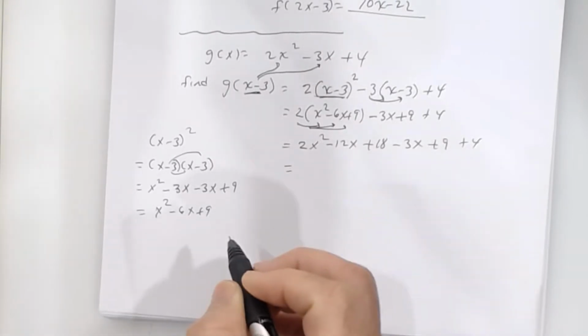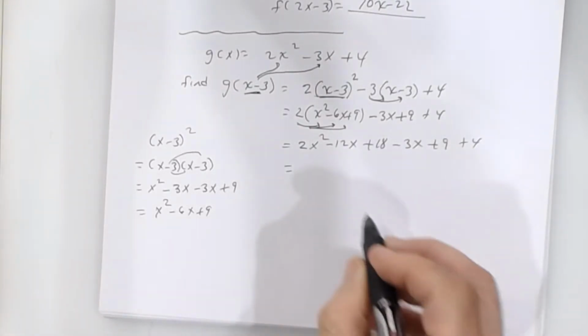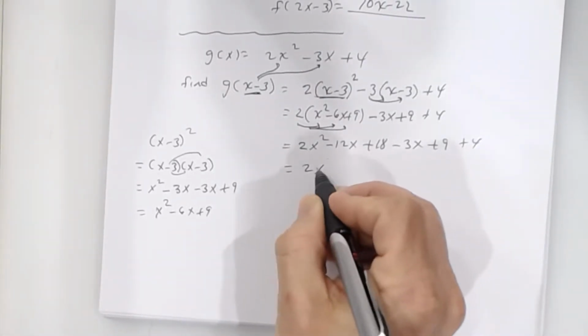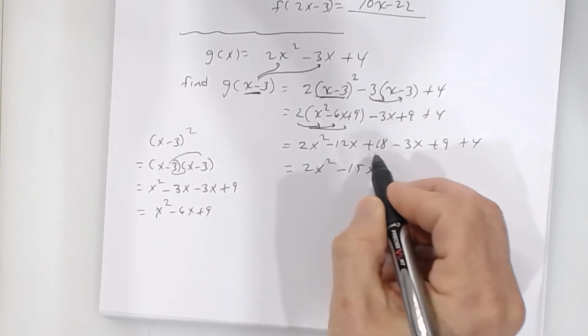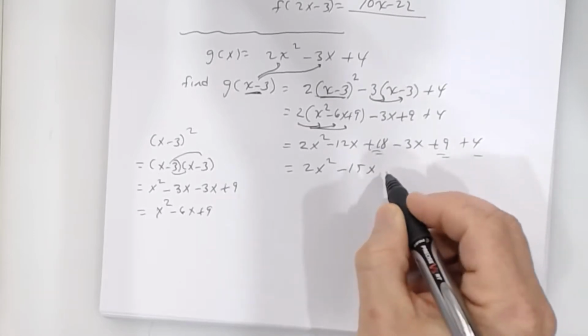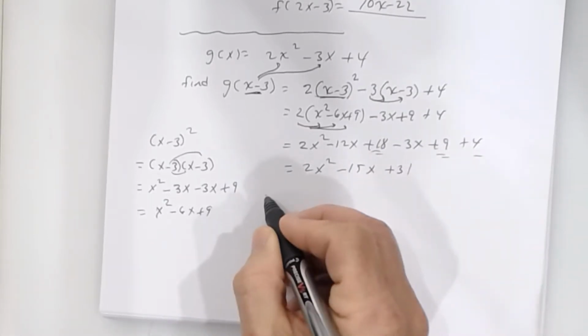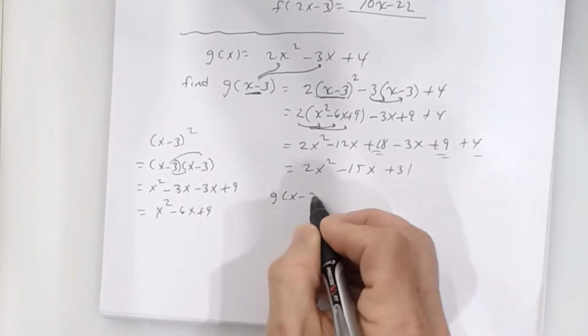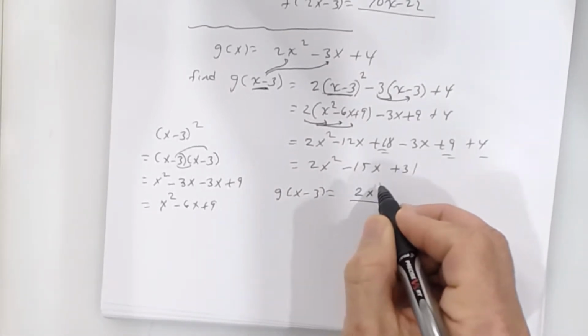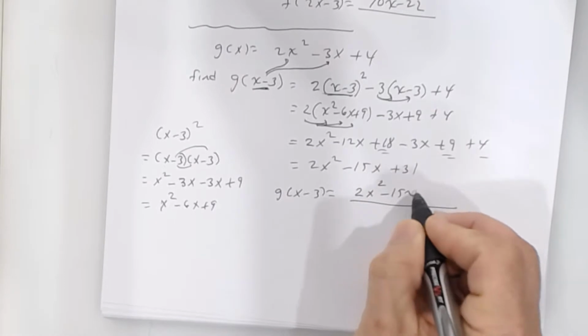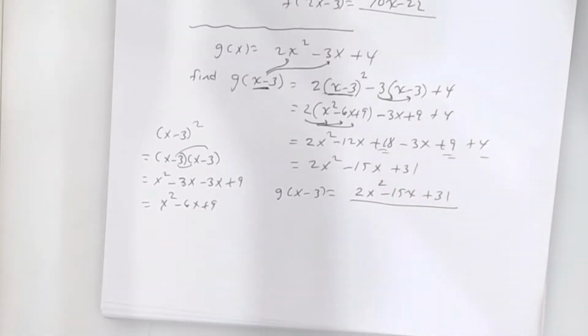And therefore, what's the answer? Combine like terms: 2x squared minus 15x, and then what's 18, 9, and 4? 31? So your answer, you'll say g of x minus 3 equals blank. And what's going to be in the blank? 2x squared minus 15x plus 31. Okay? All right. Now, let's talk about the difference quotient.